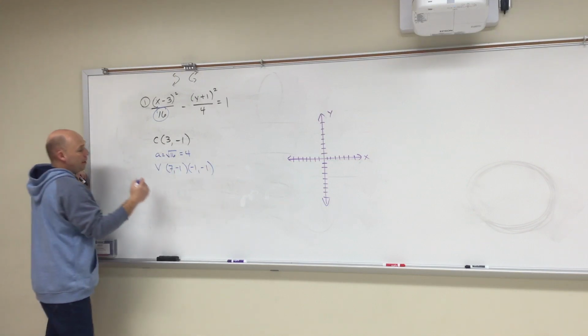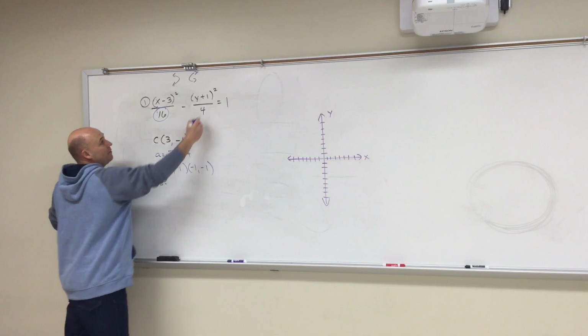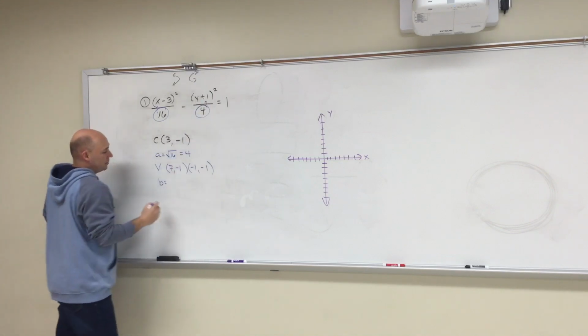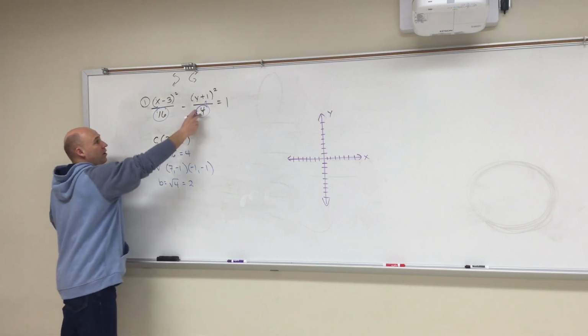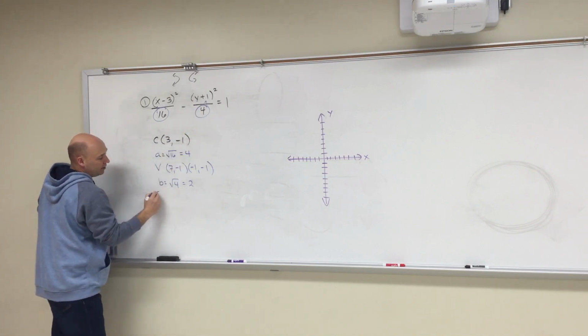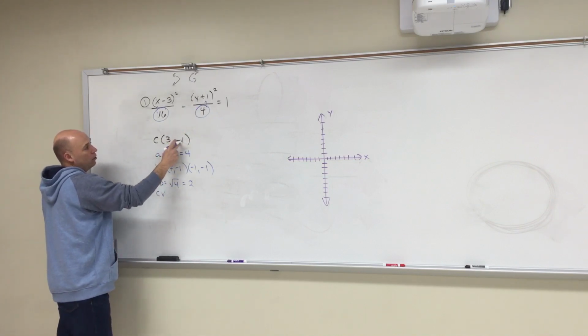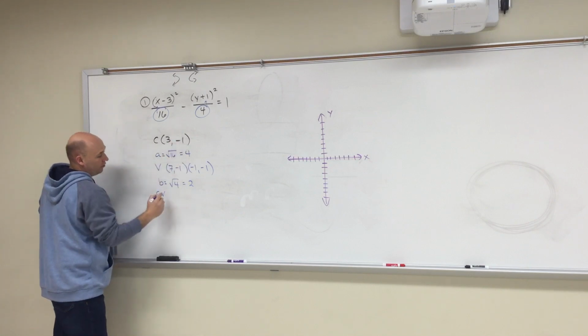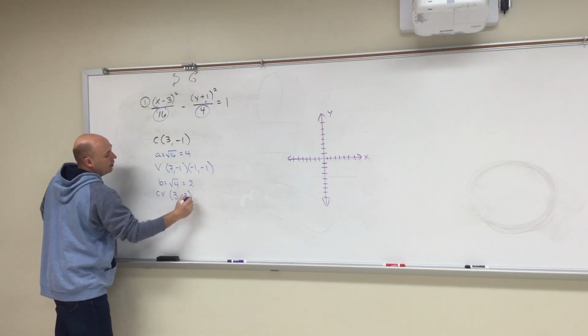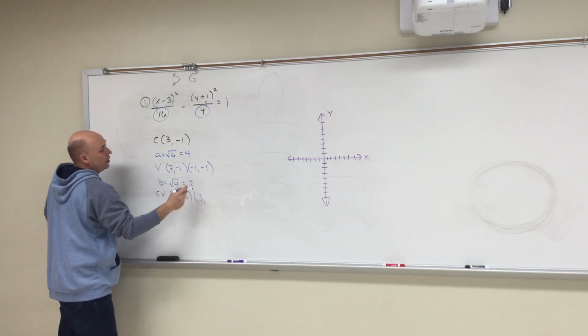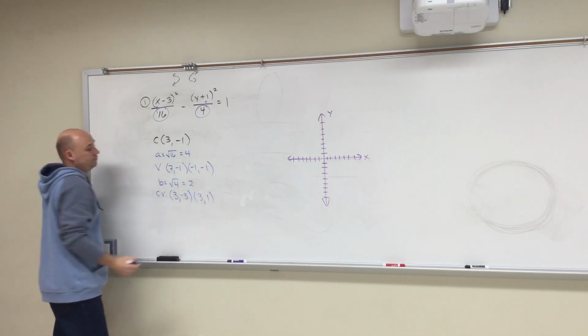For my b value, it's underneath my y, so I'm going to take the square root of 4, and the square root of 4 is 2. And since it's underneath y, I'm going to add and subtract from my y value of my center. So I'm going to have 3 subtract 2 is negative 3, and 3 add 2 is positive 1.